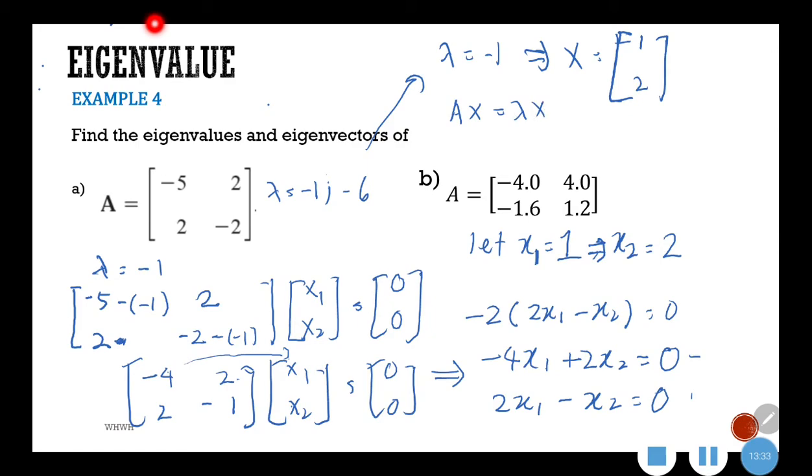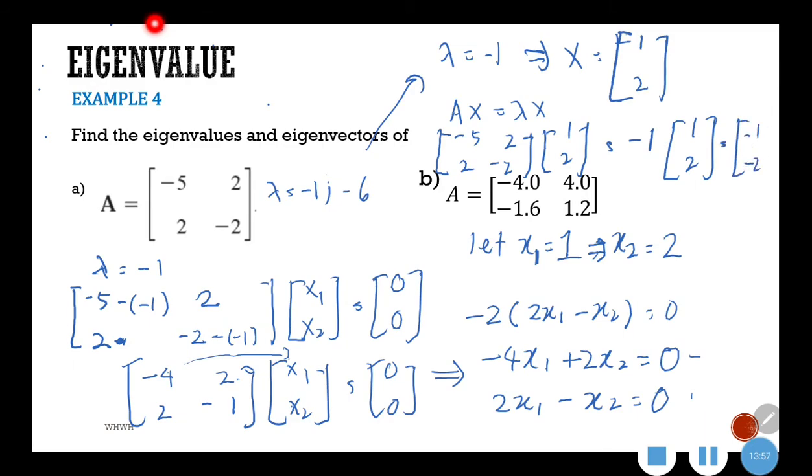Yang ni I nak tinggal kat you pun, we can, okay lah, saya tunjuklah satu yang ni. -5 to 2 darab dengan kita punya X kat sini, 1, 2. Right, equals to, kita punya lambda is -1 darab dengan 1, 2. So kalau kita darab, -1 darab dengan 1, -1 darab dengan 2, you will get -1, -2 kat sini kan. Then this one check, dapat tak sama?